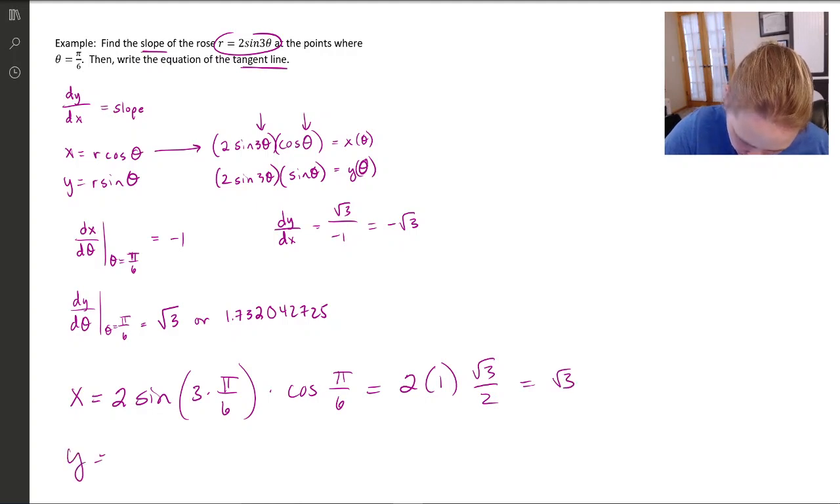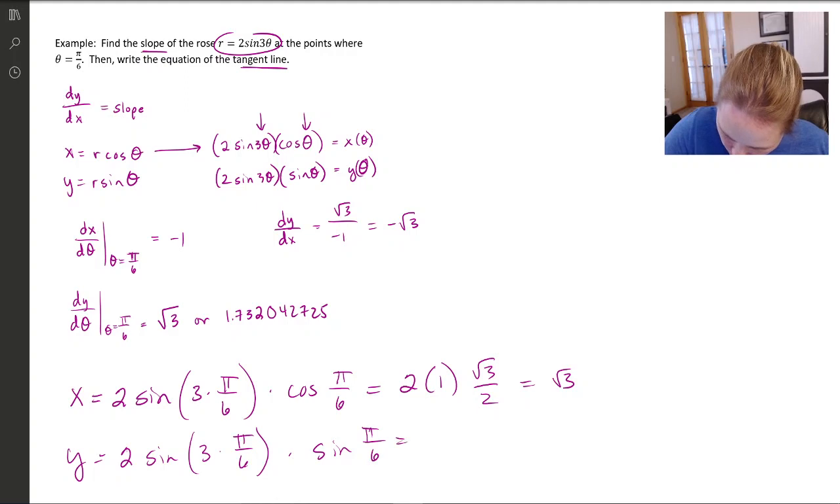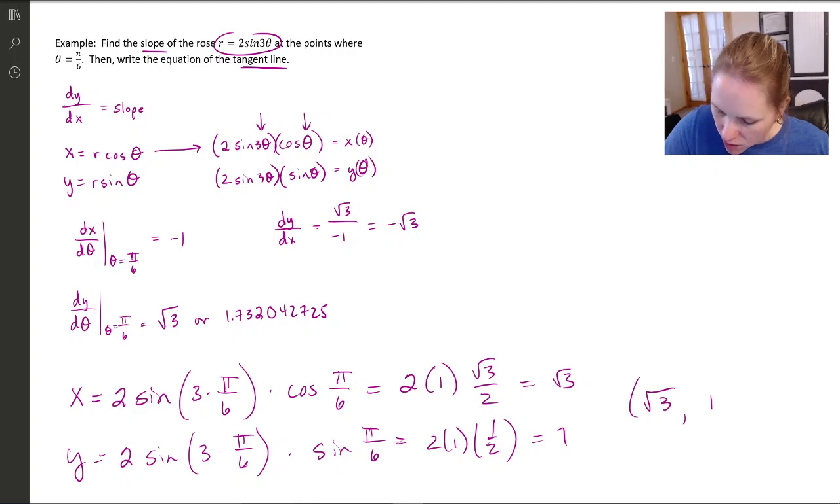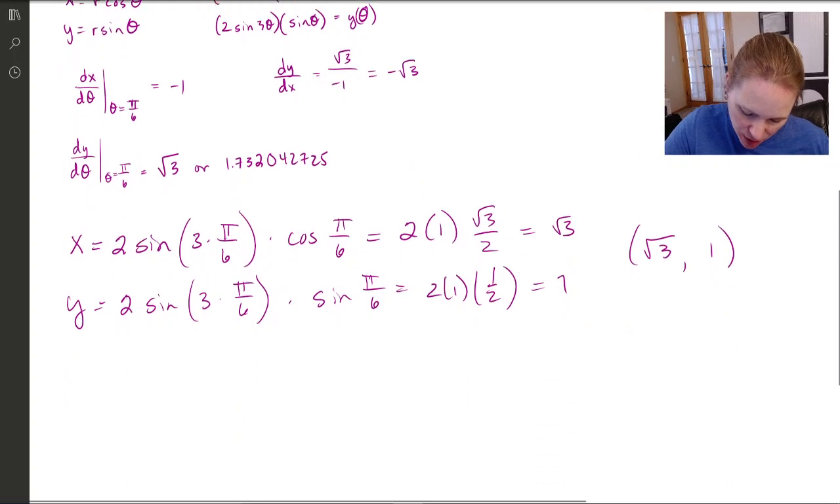The y is going to be 2 times the sine of 3 times pi over 6 times the sine of pi over 6. So it's going to be 2 times 1 times 1/2, or just 1. So the point I'm going to use is the square root of 3, 1. So there's my point. I've got my slope. Now I'm going to write my equation.